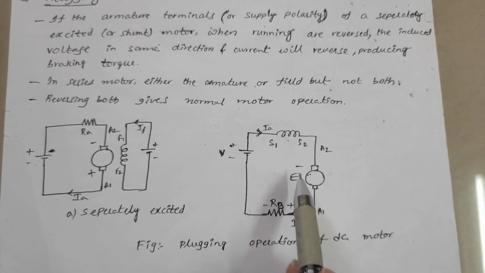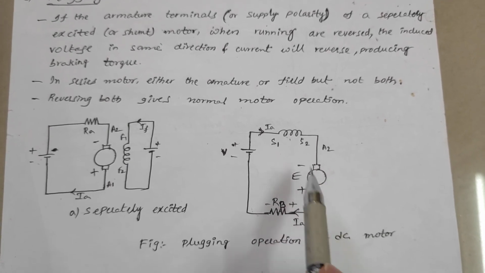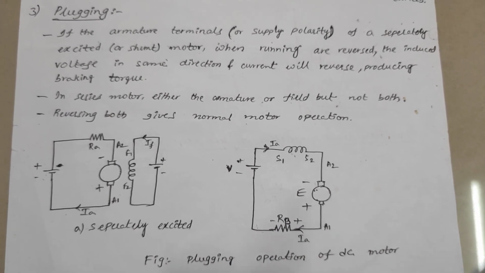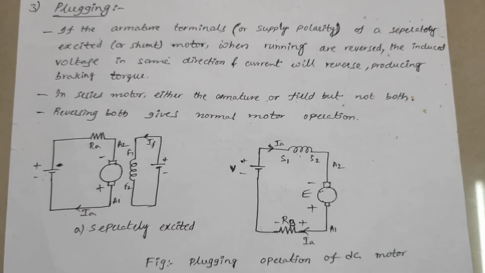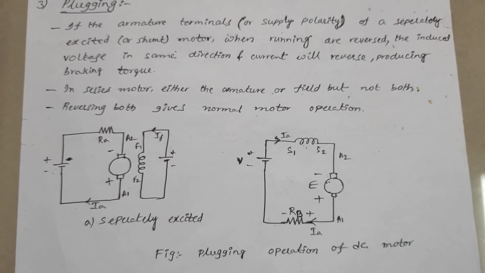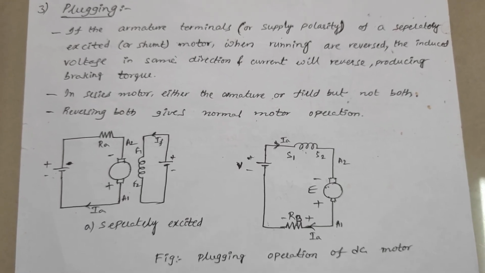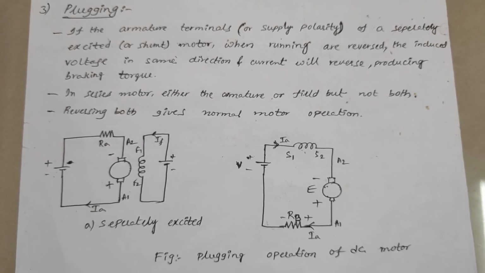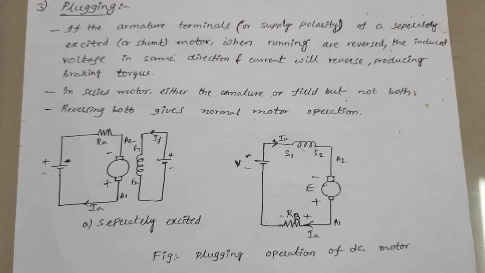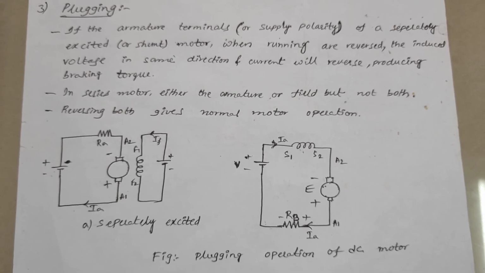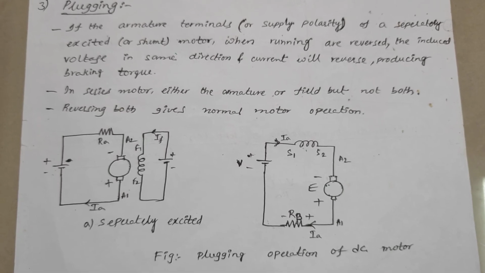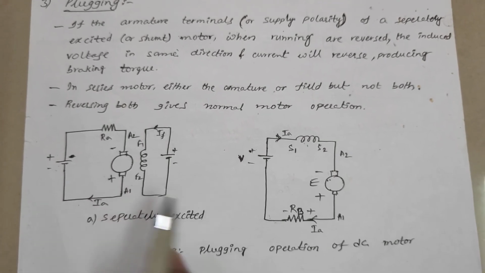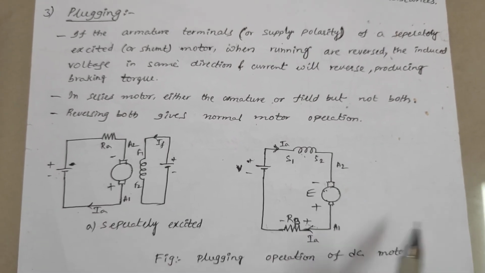So likewise, by using power electronic devices, we can get this operation by either reversing the field terminals or reversing the armature terminals. Plugging means we need to reverse the supply terminals or field terminals to get the braking operation. In series motor, either the armature or field, but not both the terminals, need to be reversed, whereas in the separately excited motor, field is separately excited, so you can reverse the armature terminals at your convenience. Okay, this is for separately excited motor, this is for series motor.